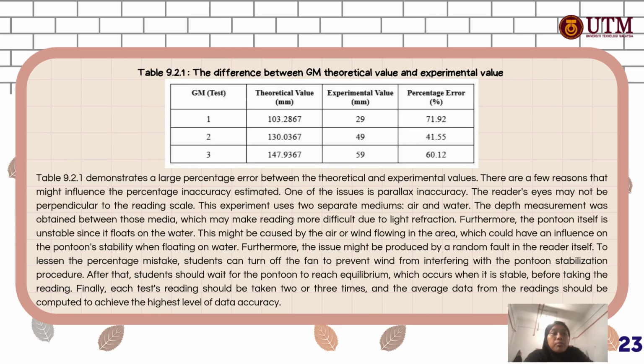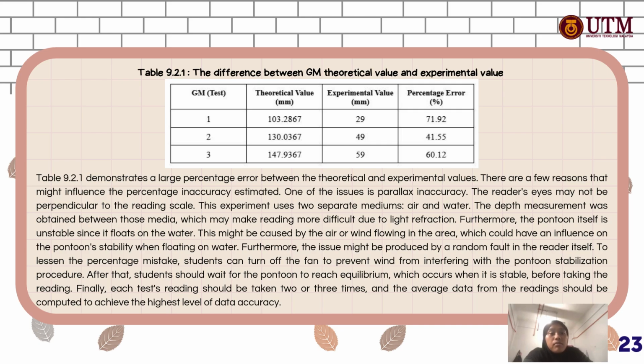The discussion continued by comparing the GM for the theoretical value and the experimental value. As you can see in table 9.2.1, the GM for each test has a large percentage error. For test 1, the percentage error is 71.92. For test 2, we have 41.55, and for test 3, the percentage error we calculated is 60.12.